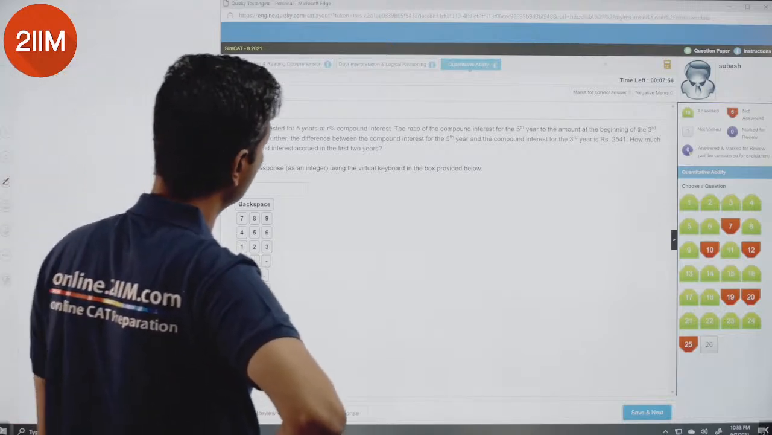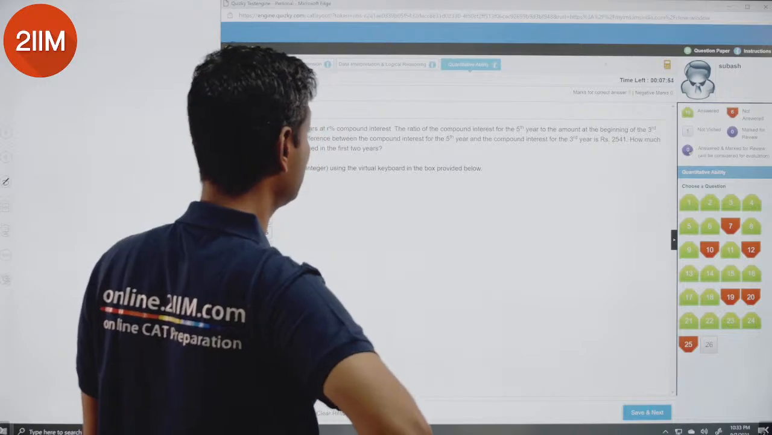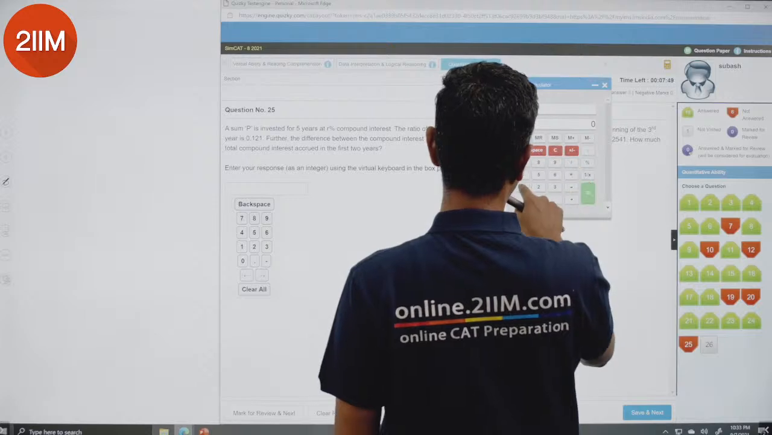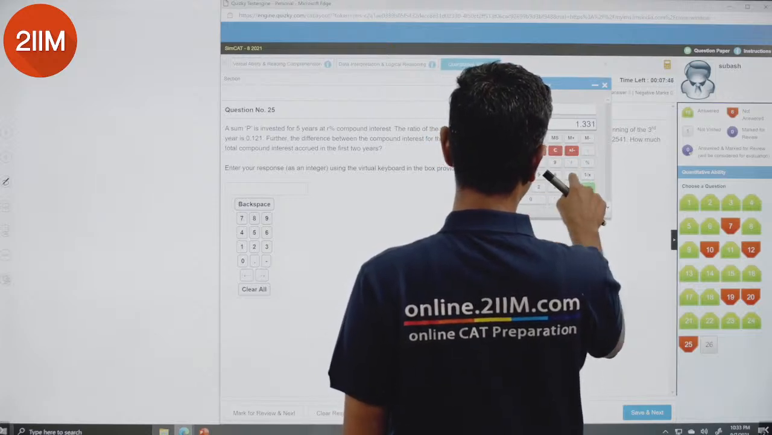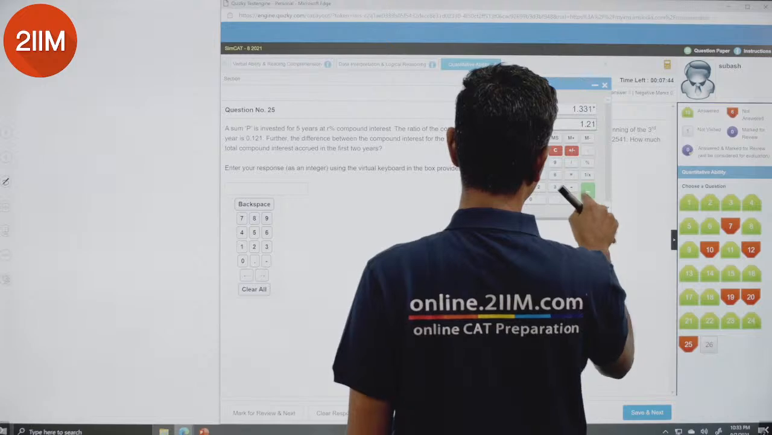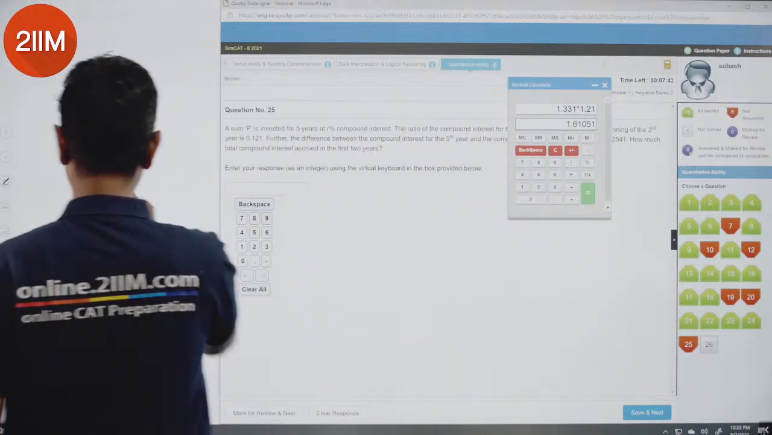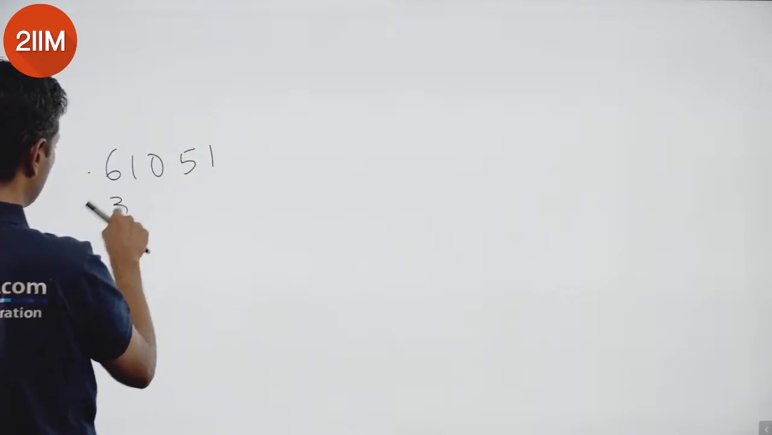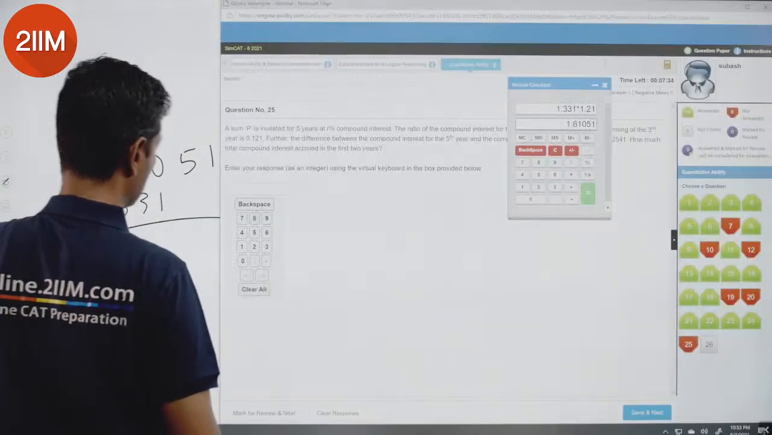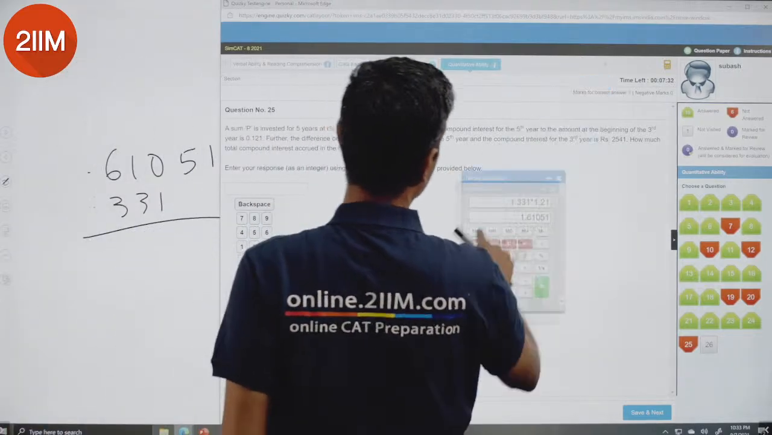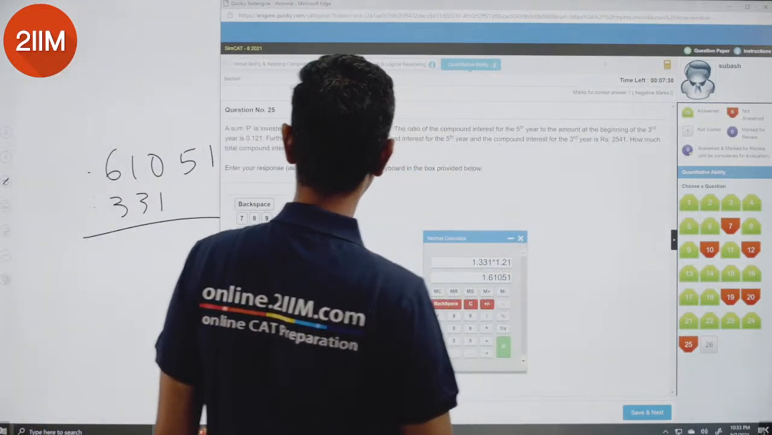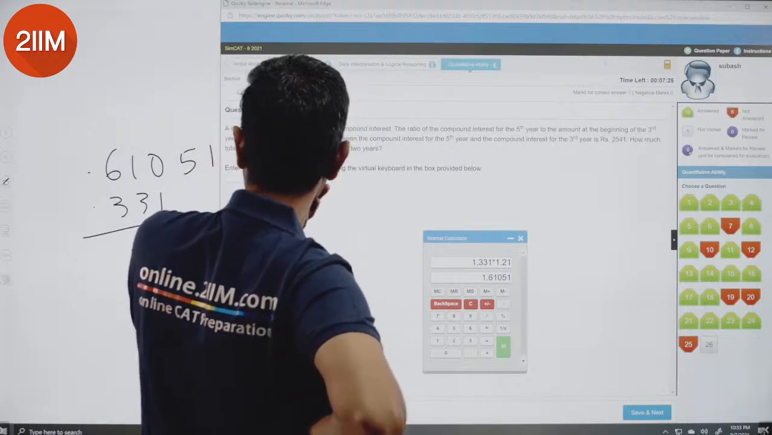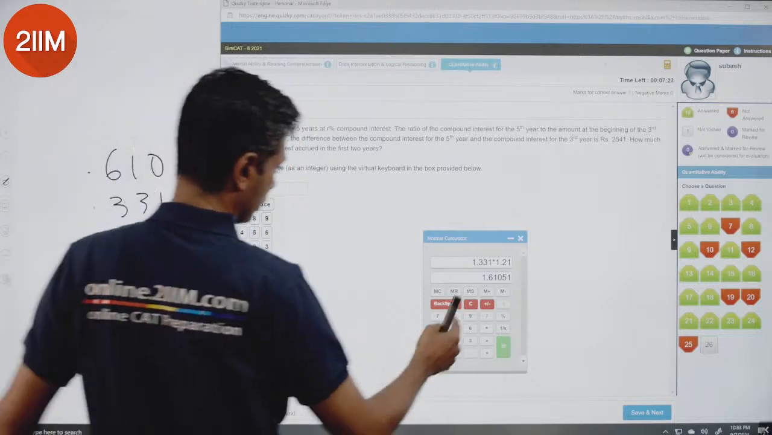Difference between the compound interest for the 5th year and the compound interest for the 3rd year. Let's do this. 1.331 into 1.21 equals 0.61051, 0.331. The difference between the compound interest for the 5th year is, okay, let's do this.